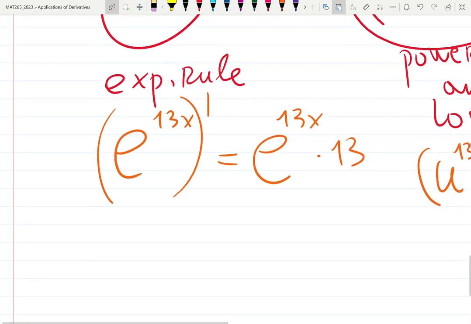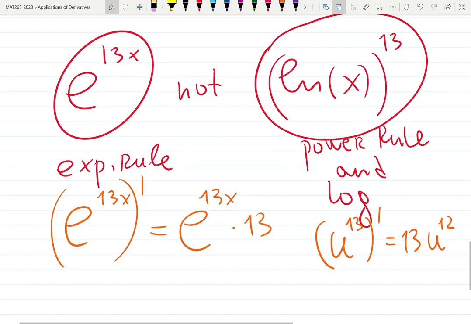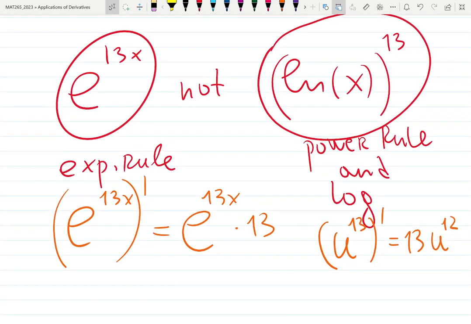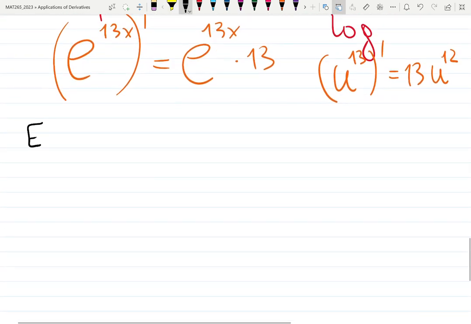So I did lots of examples and explained the difference between 13 being inside versus 13 being outside. Like so. So one thing I did not mention yet is how to use more properties of log to make differentiation better. That's an example from your homework, 25, if you want to know.